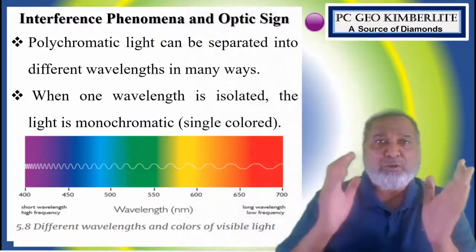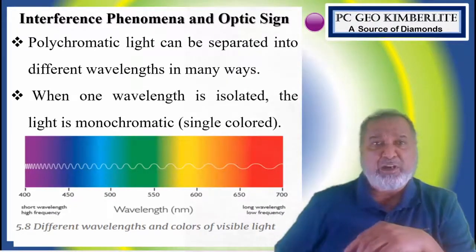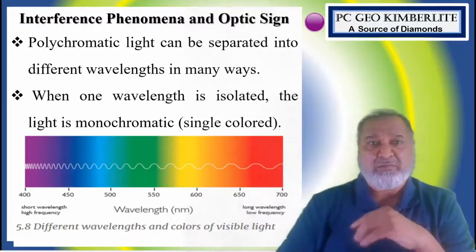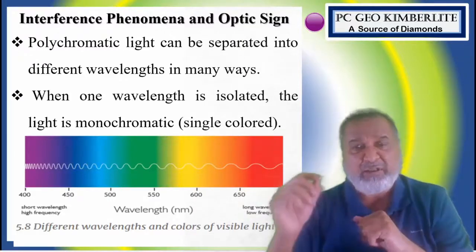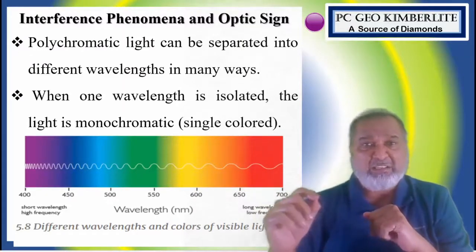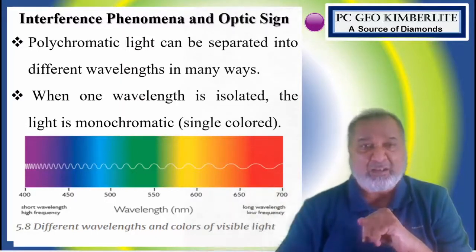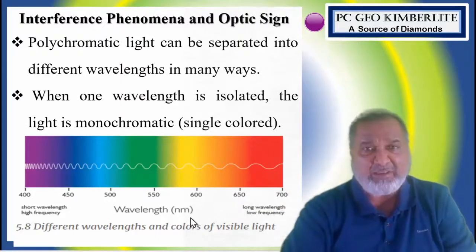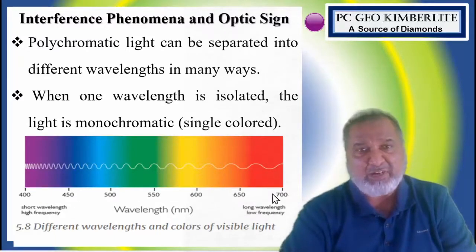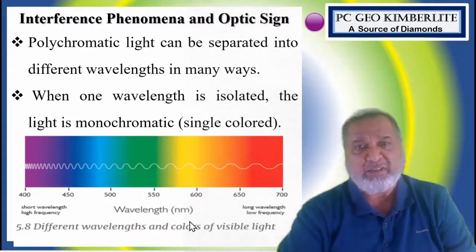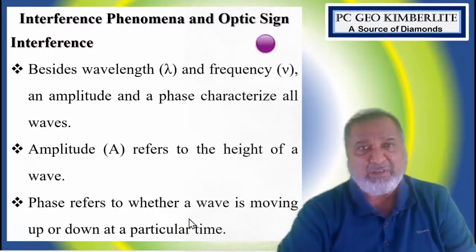Polychromatic light can be separated into different wavelengths in many ways. When one wavelength is isolated, the light is monochromatic, single color. You can see here the wavelength is given in nm: 400, 450, 500, up to 700. So you can see how the waves change with wavelength. The different wavelengths and the colors visible have been given.